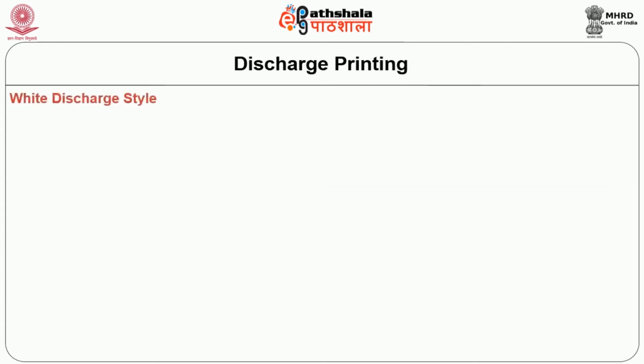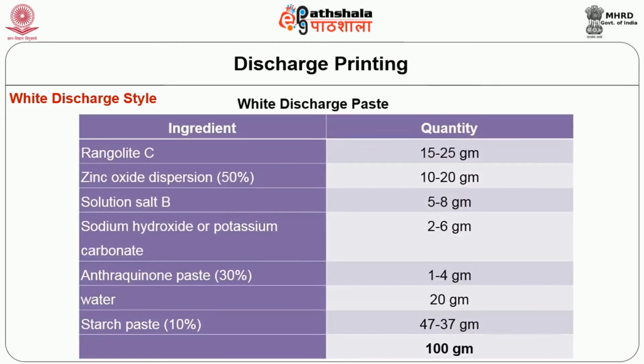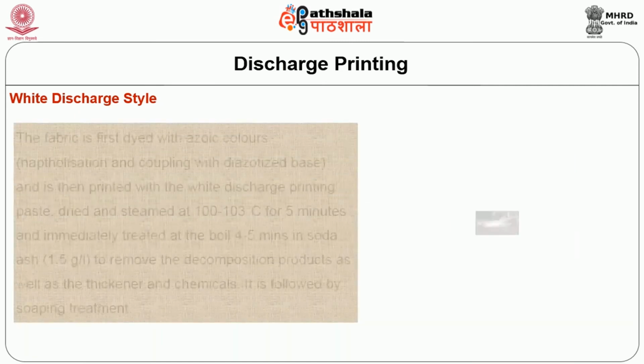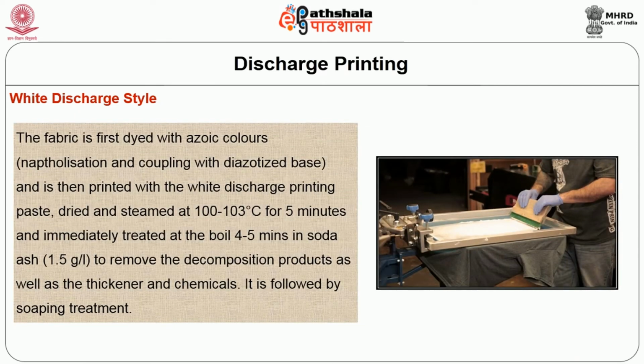Discharge printing. White discharge style. White discharge paste is prepared using the ingredients in table 11. The fabric is first dyed with azoic colors, that is naphtholization and coupling with dye base, and is then printed with a white discharge printing paste, dried and steamed at 100 to 103 degrees centigrade for 5 minutes and immediately treated at the boil for 4 to 5 minutes in soda ash to remove the decomposition product as well as the thickener and chemicals. It's followed by soaping treatment.